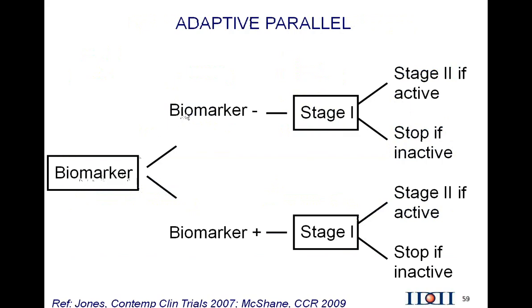Here the design consists of doing two two-stage designs in parallel: a biomarker-negative two-stage design and a biomarker-positive two-stage design. The patients are stratified by the biomarker positivity, and then in each of the two strata a two-stage design is carried out. After the first stage, the new drug under investigation may be active or inactive. If the drug is found to be active, then that stratum continues to stage 2, and likewise for the other stratum. If the drug is found to be inactive, then that stratum is stopped. So this consists of doing two stratified, two-stage designs in parallel using stratification for the biomarker.